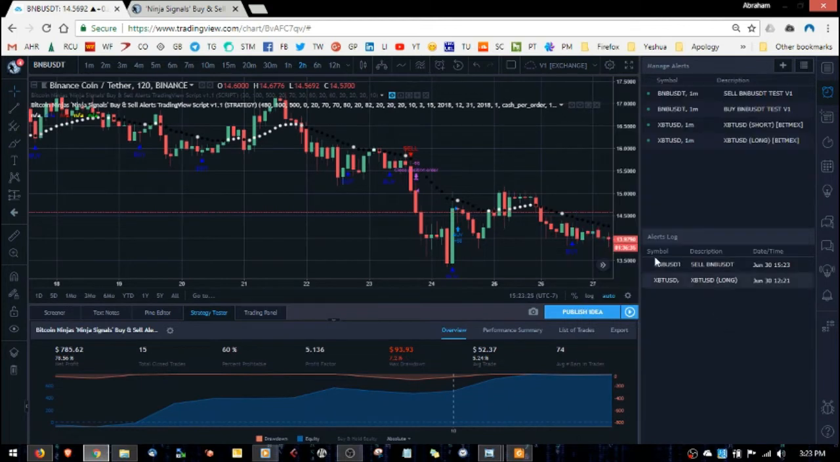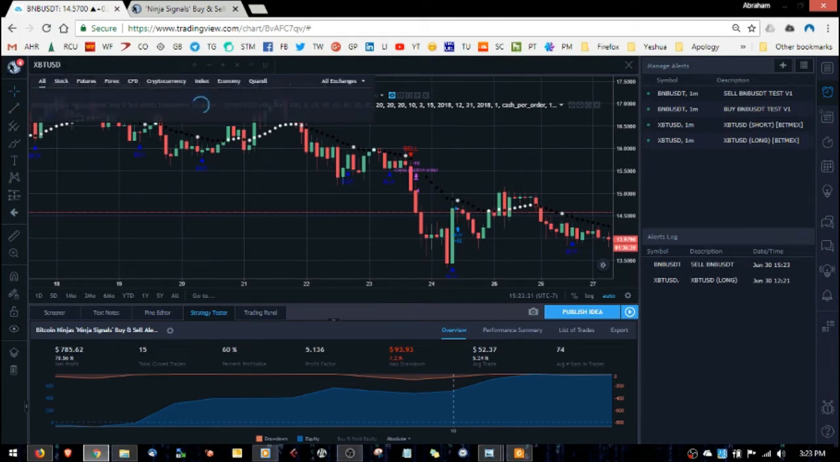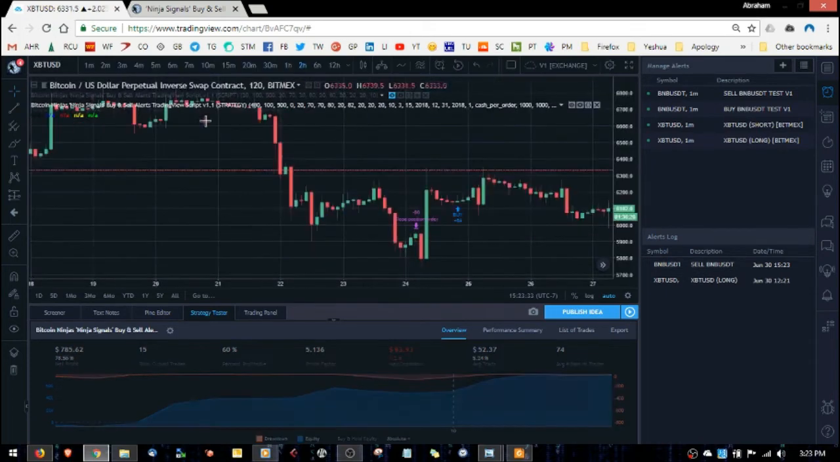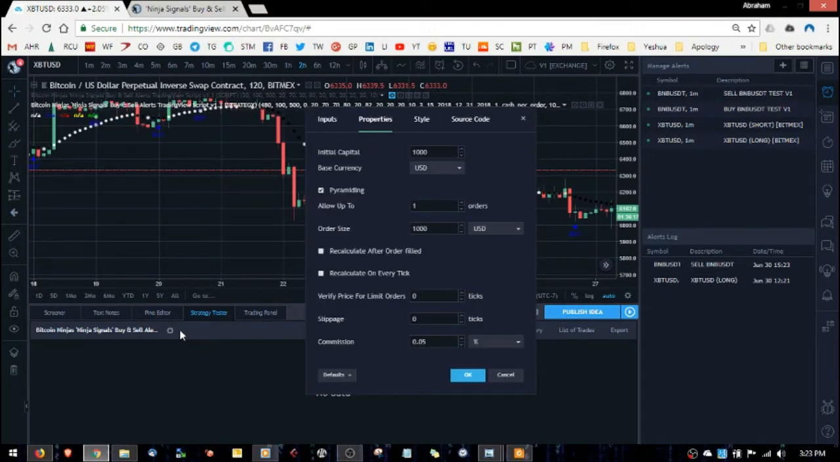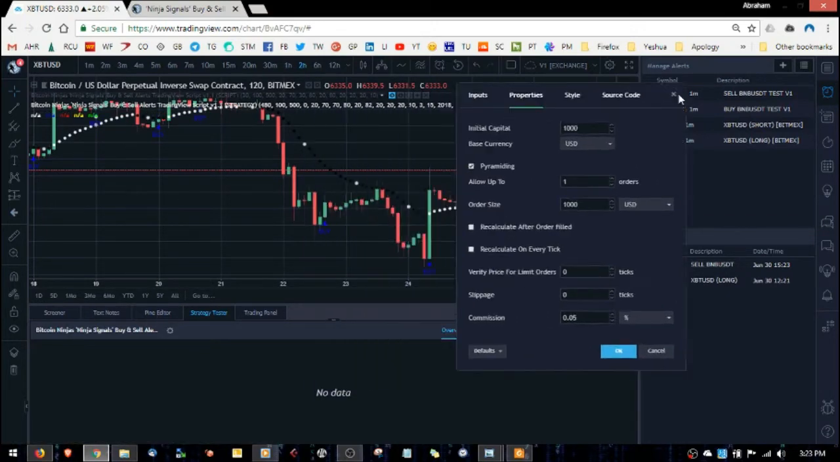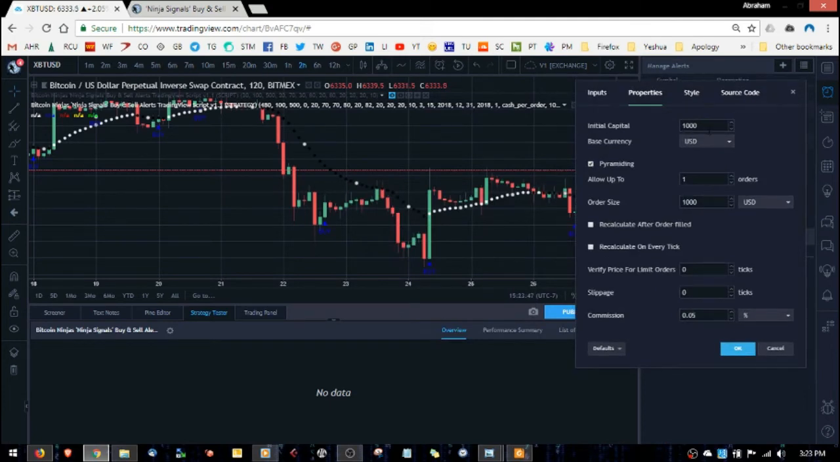And I'm going to show you guys the problem that gets run into when trading on Bitcoin. So let's try out XBT USD on BitMEX, and we see no data down here. So what you need to do if that's happening and you note that you're trading on a US dollar or a US tether pair, USDT or USD, you need to go to Properties. You need to change your initial capital to be the price of 1 Bitcoin. So in this case we go about $6,500.